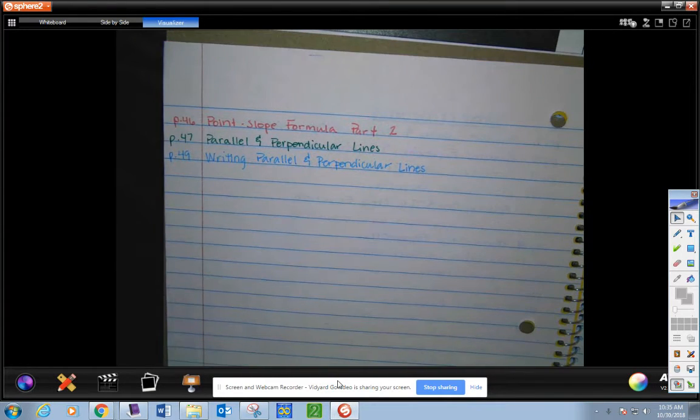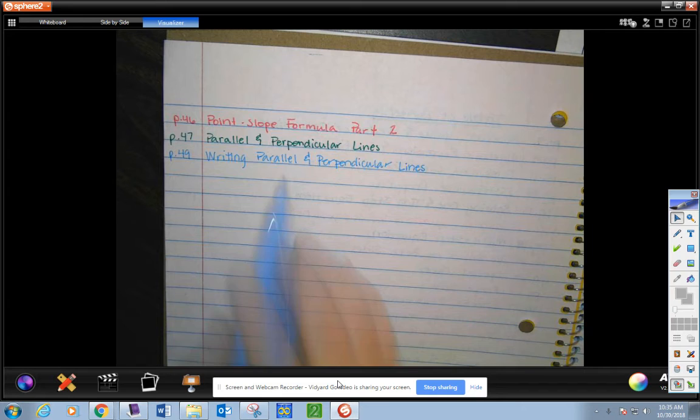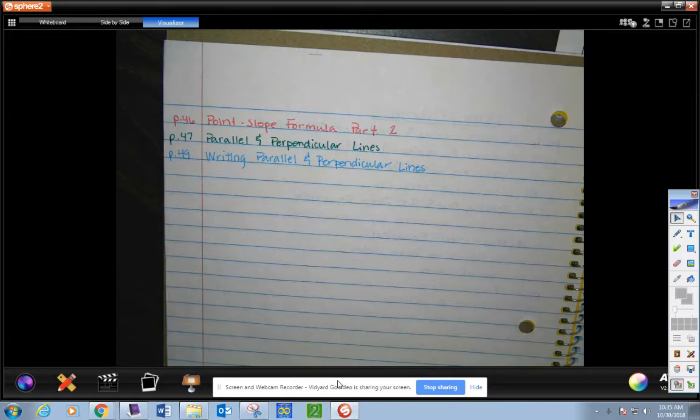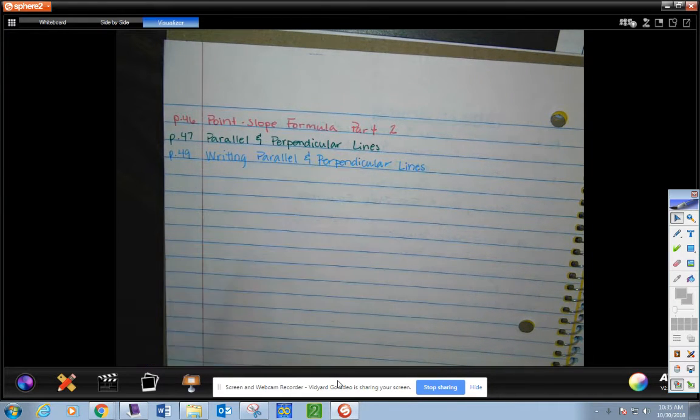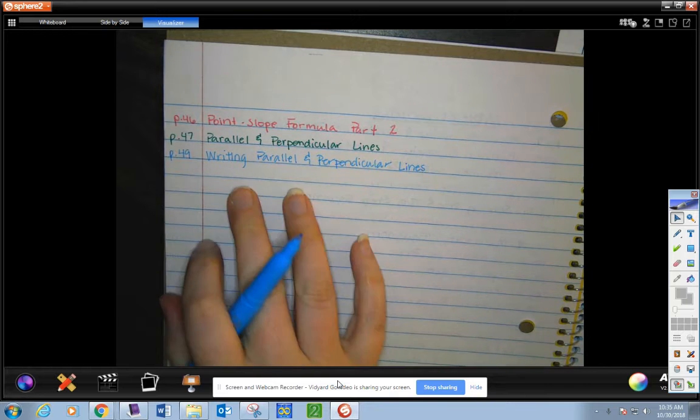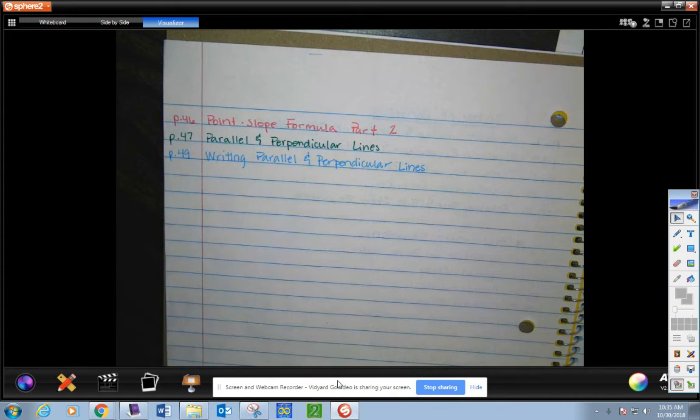Welcome back. Today we're going to talk about writing parallel and perpendicular lines. The other day we were just figuring out if they were parallel and perpendicular. Now you're actually going to take something and turn it into an equation in y equals mx plus b form.